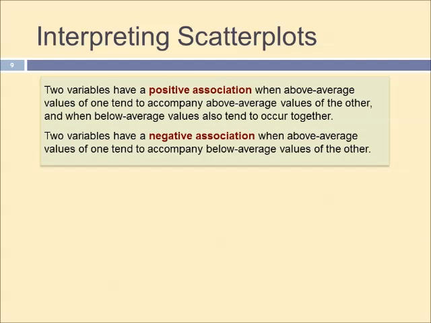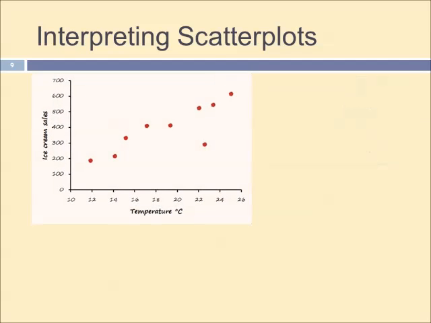Two variables have a positive association when above average values of one tend to accompany above average values of the other. Two variables have a negative association when above average values of one tend to accompany below average values of the other. We might also say that as one variable increases, the other variable increases. That's a positive association. Or as one variable increases, the other variable decreases is a negative association.